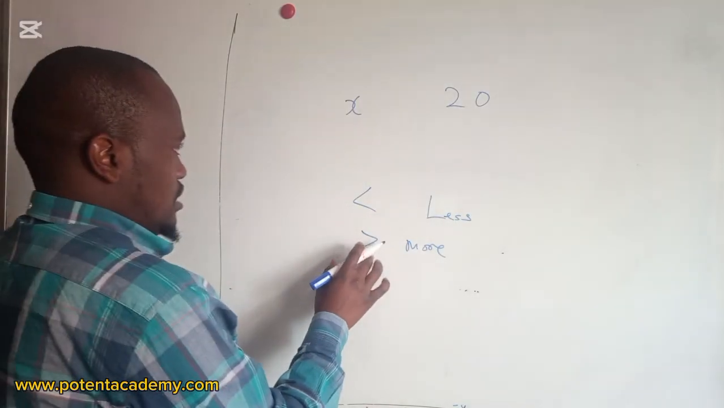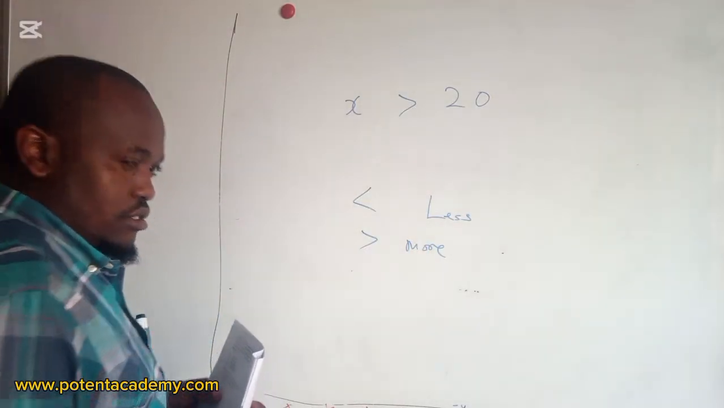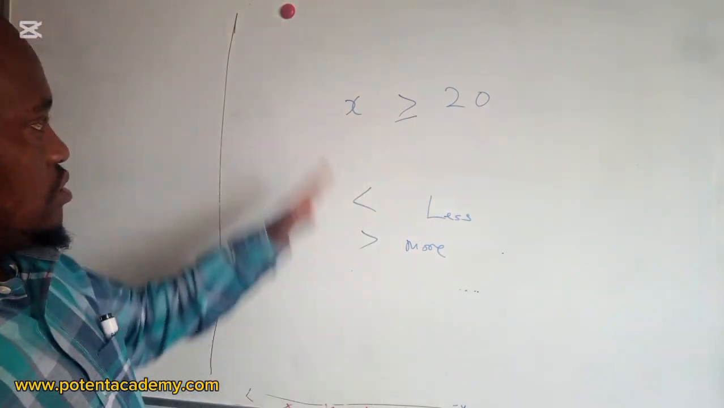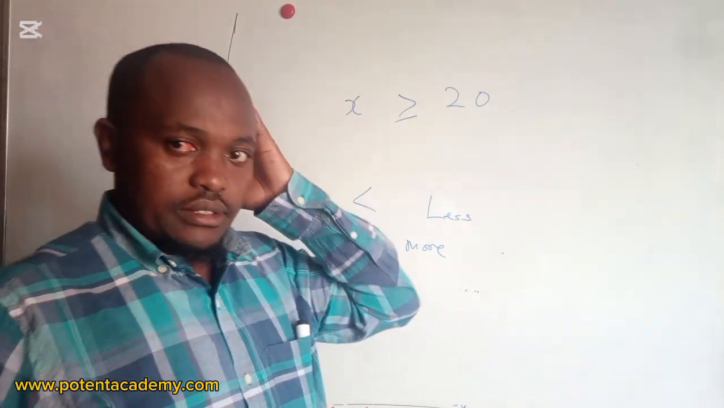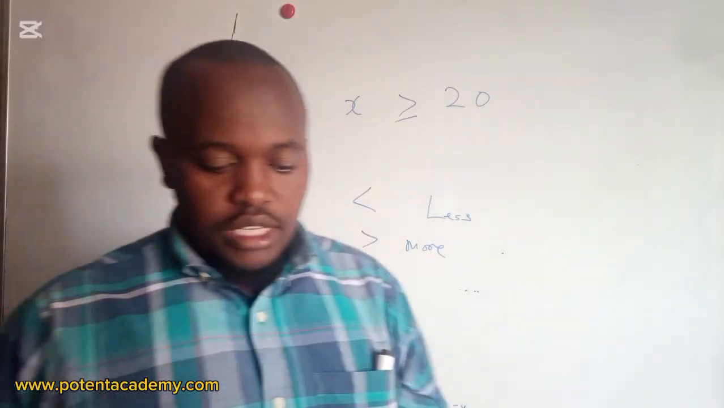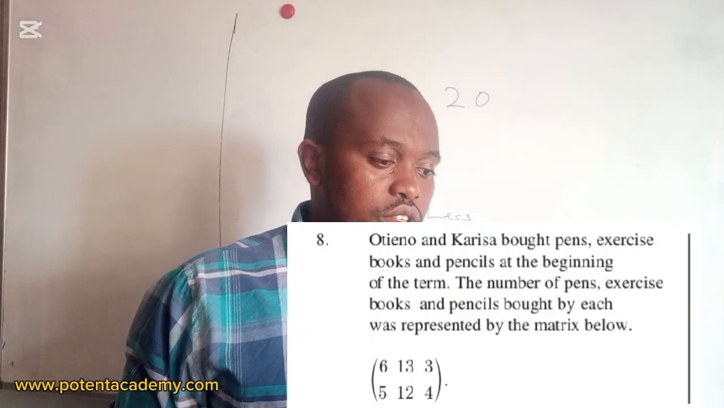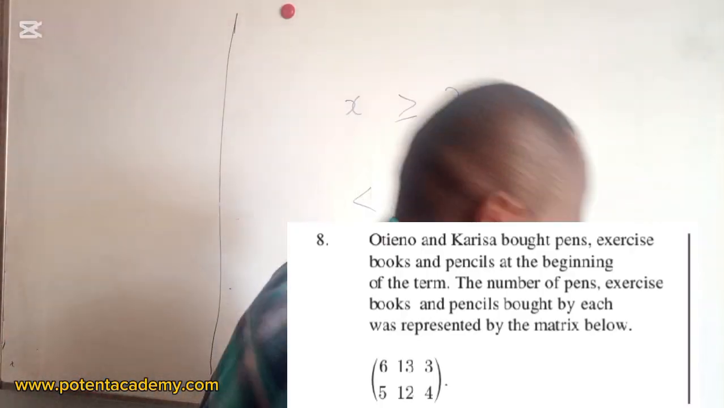So we have said Joel requires more than 20. Again, we have also talked about that 20 is included. You add that one. So x is greater or equal to 20. Question, that is question 7. Question 8 of the sample paper provided by KNEC.